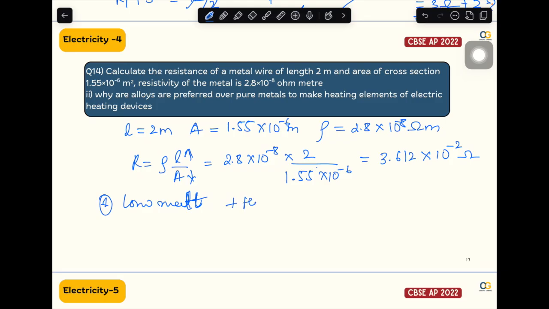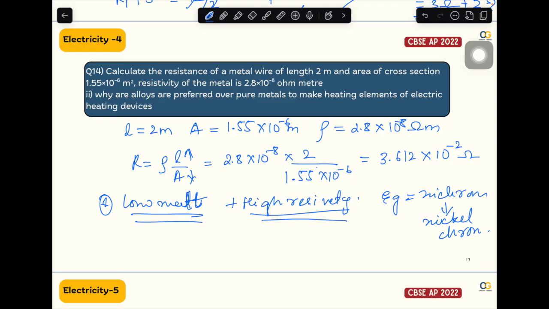Second is high resistivity, so the more resistivity you get, the more heat. So that is the essence. You can also write an example for this, which is nichrome, a nickel and chromium alloy, which is mostly used in all these heating effects that we have, like the iron and heater, because of these two reasons: low melting point and high resistivity.